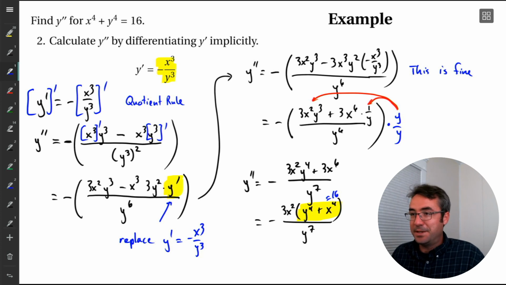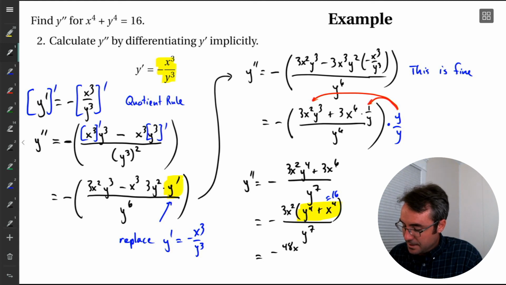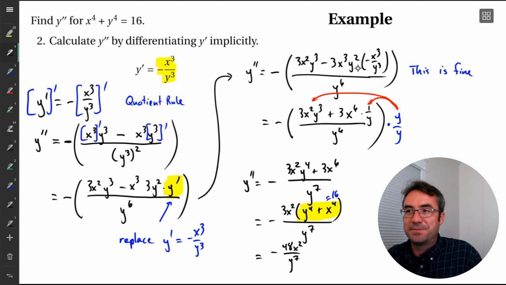So if we really wanted to, this second derivative simplifies to negative 3 times 16, so negative 48, x squared over y to the power 7 there. So quite a lot of simplifying here. But if you don't necessarily notice all of that, you could stop way back here. But notice how much easier this would be to work with if you go through at least some of the simplifying.